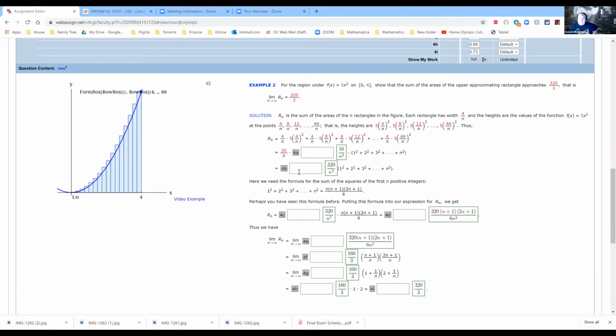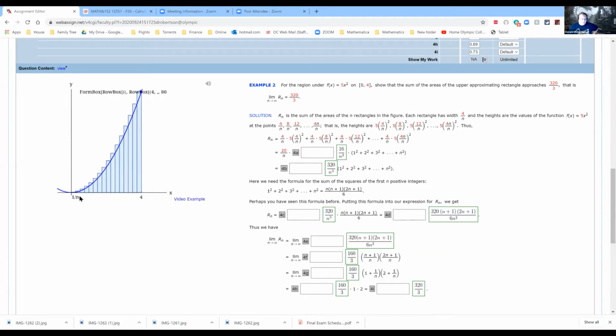And so now we're working through a worked example where they're showing it and you just fill in some missing pieces. So it talks about, let me get your picture out of the way, the Rn, the right hand sum, is the area of n rectangles, each of which is 4 over n wide. Now if you're wondering where the 4 over n comes from, it's b, 4, take away a, 0, divided by n, so that's 4 over n. And the function height is 5x squared.